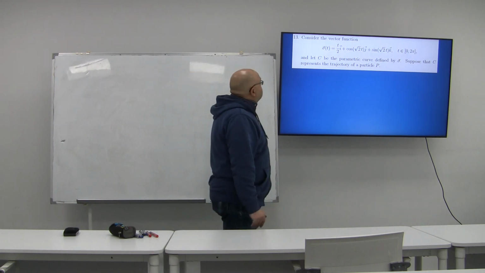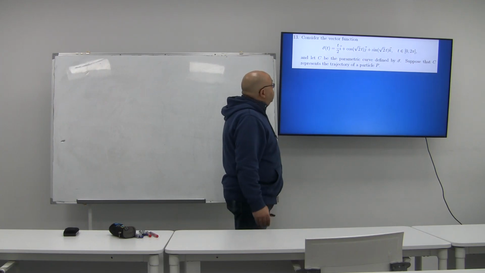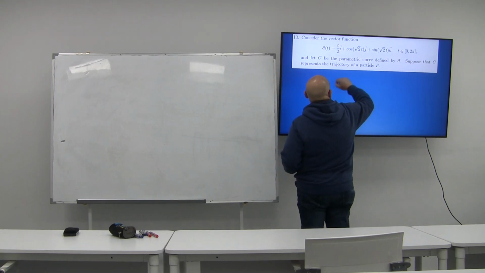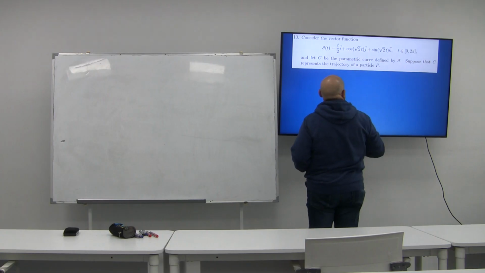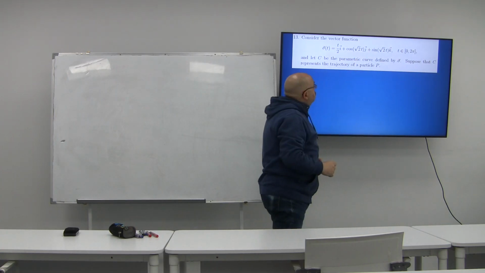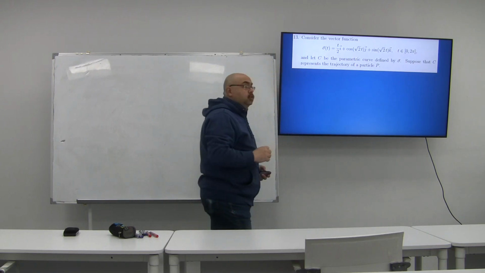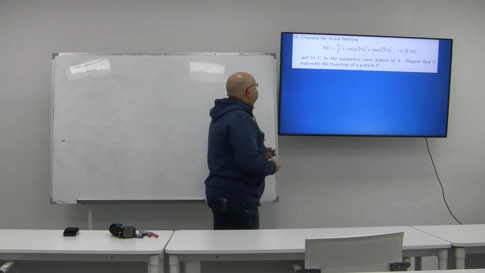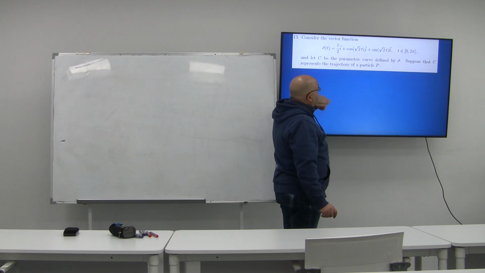Here, he's giving you a vector function, which is given by t over 2 in the i direction, cosine of root 2 times t in the j direction, and sine of root 2 times t in the k direction. Remark that t belongs to the interval starting from 0 and covering up to 2 pi. And let C be the parametric curve defined by rho. So this is the curve, which is C.